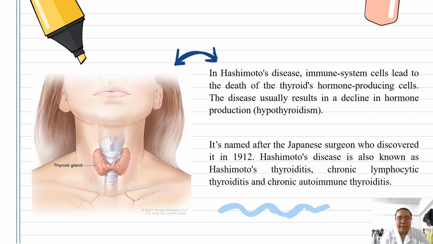And hypothyroidism, if it worsens, can cause the function of our metabolism to slow down, which can lead to symptoms like weight gain, fatigue, and other symptoms. Also, for further information, Hashimoto's disease is named after the Japanese surgeon who discovered it in the year 1912. It is also known as Hashimoto's thyroiditis, chronic lymphocytic thyroiditis, and chronic autoimmune thyroiditis.